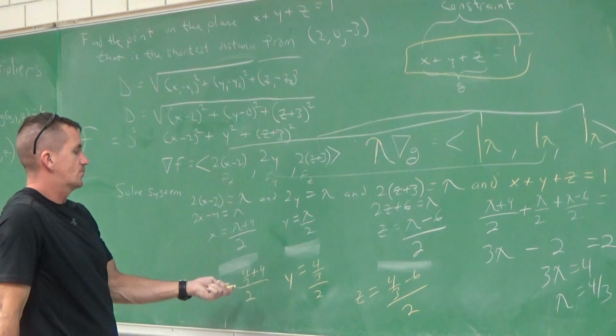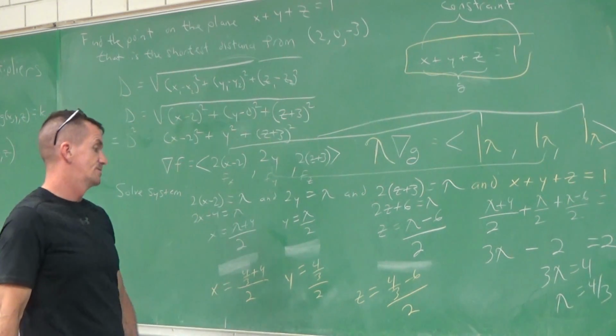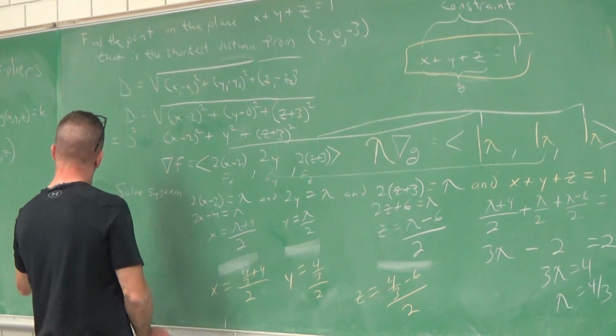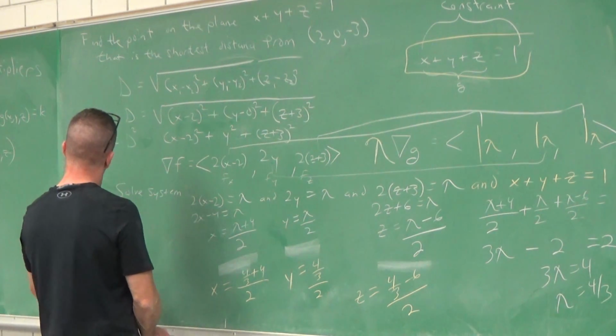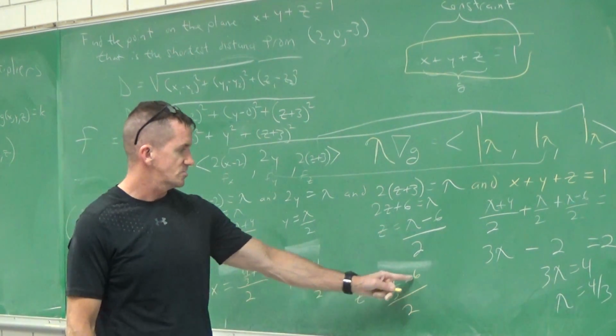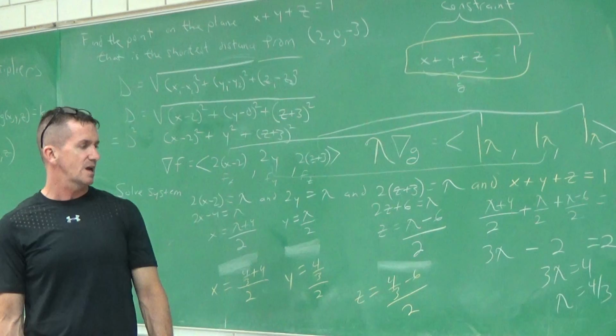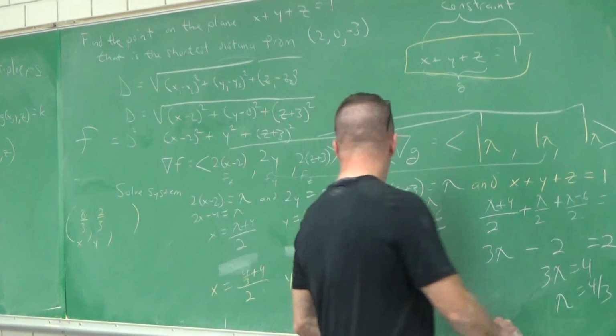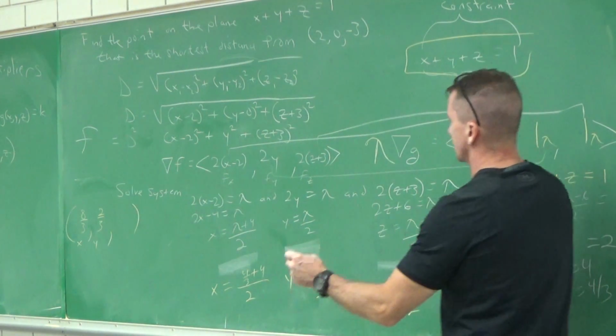Two y thirds equals 4 thirds, divide 2. 2 thirds? Let's see. What's 4 thirds minus 18 thirds? What's negative 14 thirds over 2? Negative 7/3. Negative 7 thirds.